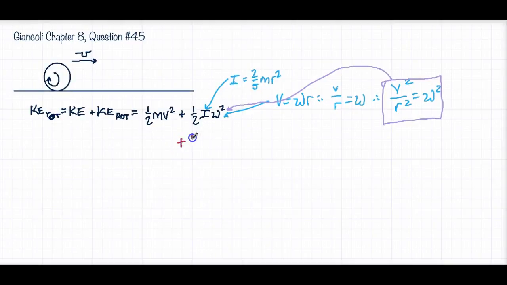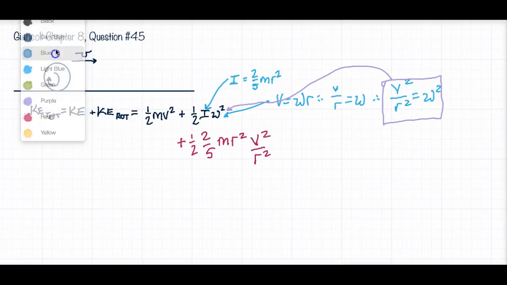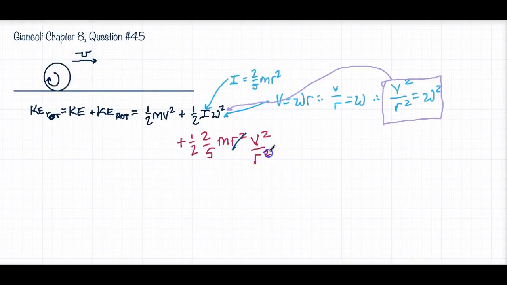So look what happens now to this last term. This becomes plus 1/2, where I is 2/5, and it's going to be m times r squared times v squared over r squared. The r squareds cancel out, so the radius of the ball doesn't matter, and I need to multiply 2/5 and 1/2. It gives me 2/10. So everything else stays the same. This is still 1/2 mv squared.